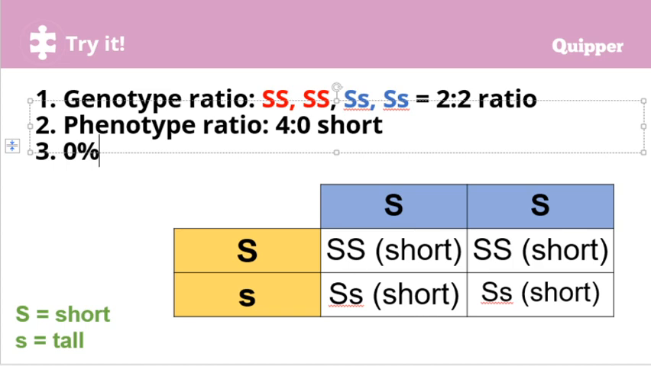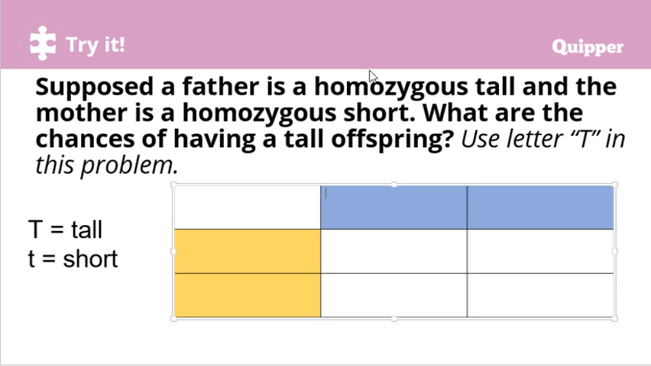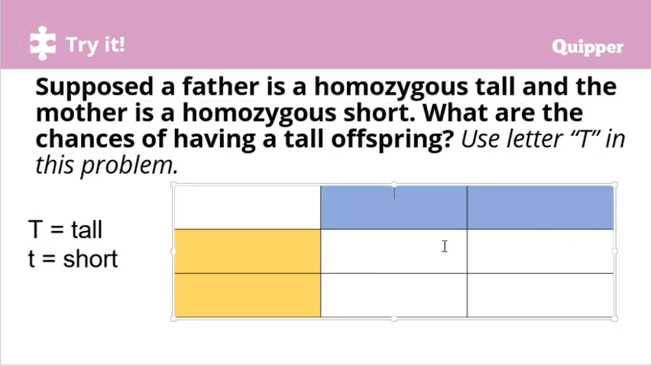Try natin isolve itong nasa taas na yung pinakaunang problem. Here. So, kopyahin ko to. So, sabi ito, homozygous tall. Gagamitin natin letter T. So, capital T for tall and small letter t for short. So, homozygous tall. Dapat parehas. Ayusin natin ito. So, ito yung parent number 1, itong blue. So, homozygous tall nga. Capital T and capital T.